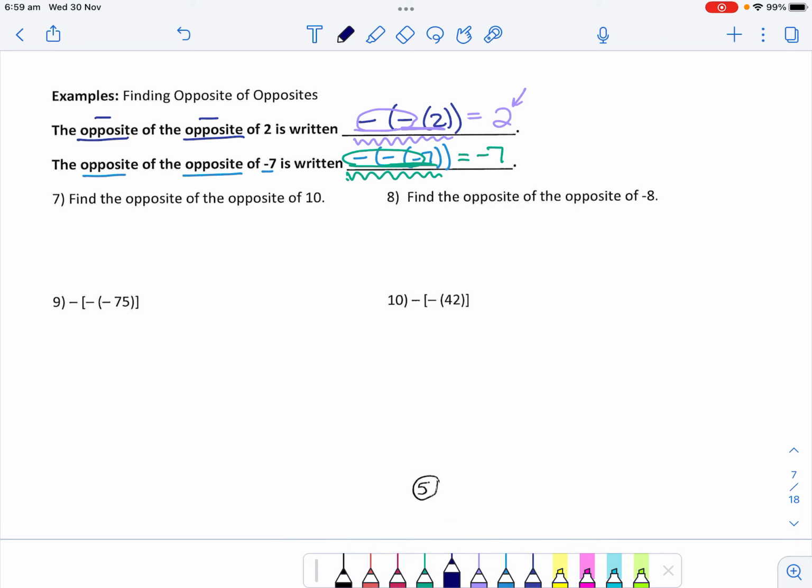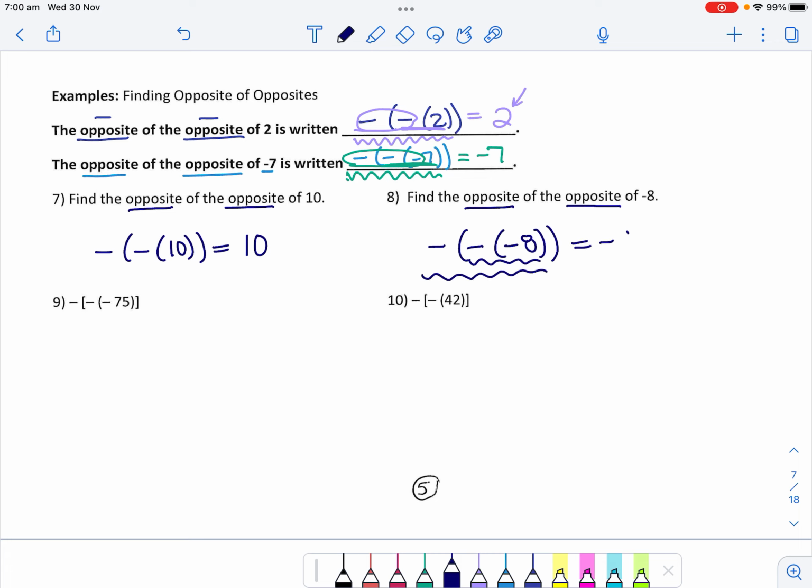So now we're just going to practice writing these expressions and evaluating them. So the opposite of the opposite of 10 is going to come out as a positive 10. An even number of negatives gives me a positive. Opposite of the opposite of negative 8. So the opposite of a negative is a positive. The opposite of a positive is back to a negative.